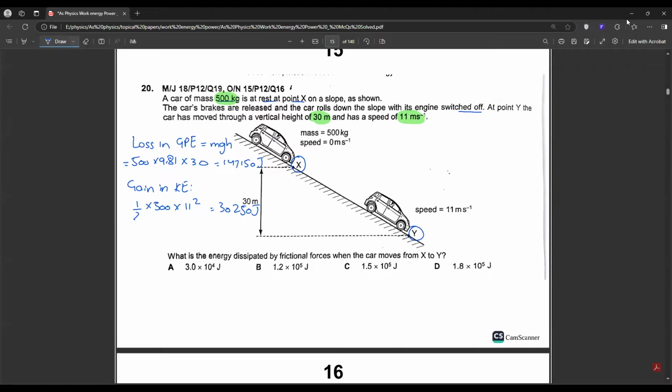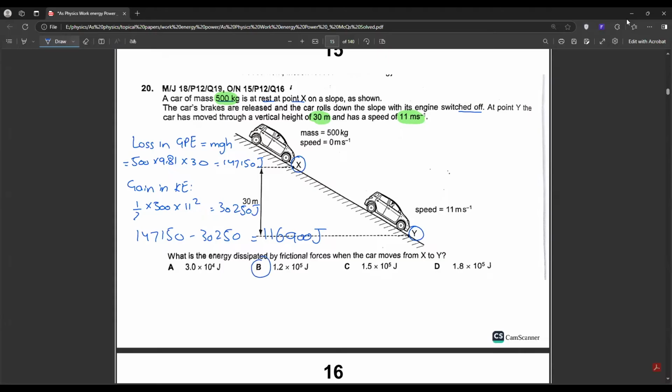147,150 minus answer. This comes out to be what? The work done against frictional forces comes out to be what? If you minus both of them, 147,150 minus 30,250, which comes out to be 116,900 joules.